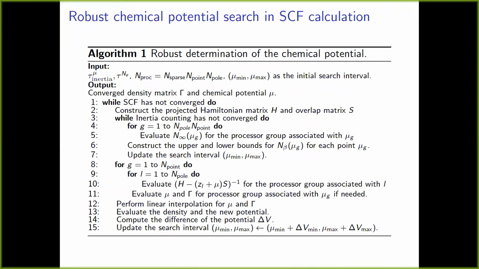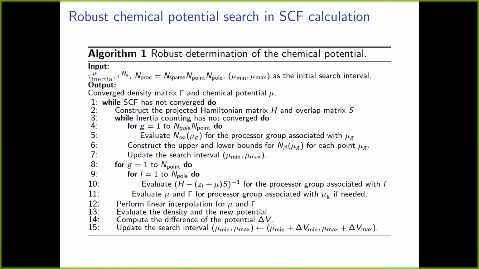The reason is that if between the two SCFs, the difference of the potential in the real space is denoted by delta V, let's say delta V of r, then you can prove that if mu min, mu max is a rigorous bound for the previous potential, then mu min plus delta V min and mu max plus delta V max must be a rigorous bound for the new potential. So you can reuse the previous information, and you don't need to go back to the inertia counting step. So basically, the inertia counting sounds like there is iteration, but quickly it will be skipped.